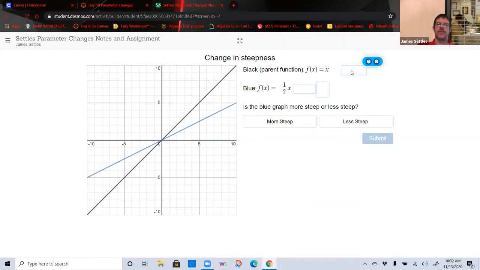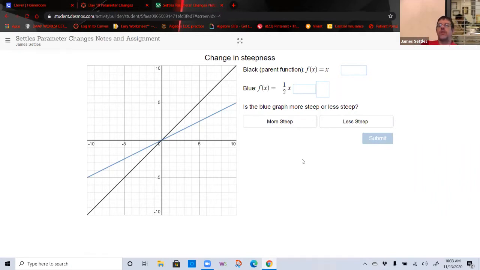Oh, I got these boxes here. Okay, so now we're looking at this blue line. I don't care if you're looking at the blue line as compared to the black line, and you can tell me if it's more or less steep. If it's flatter, it would be less steep. If it's going a lot higher, then it's more steep.